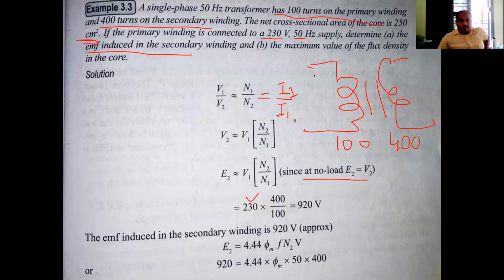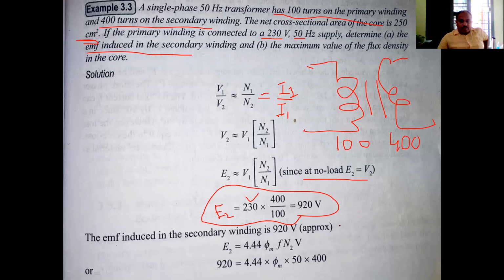V1 value is given, input supply voltage 230. N2 value, number of turns on secondary, is given. N1 is given. From that we calculate the induced EMF in the secondary winding, E2 value. So EMF induced in the secondary winding is 920 volts, calculated.